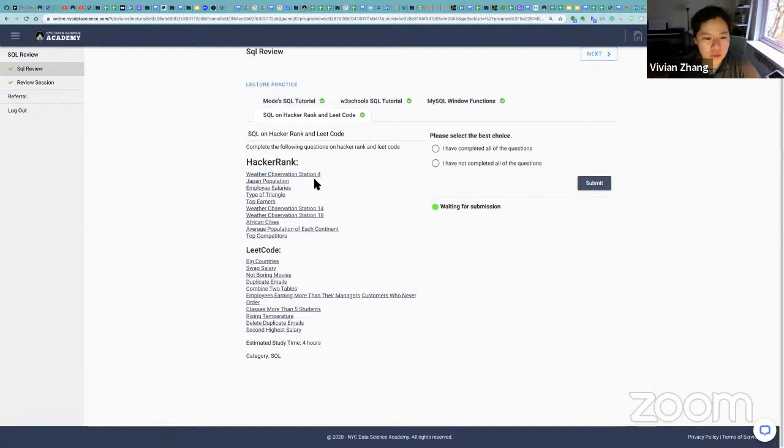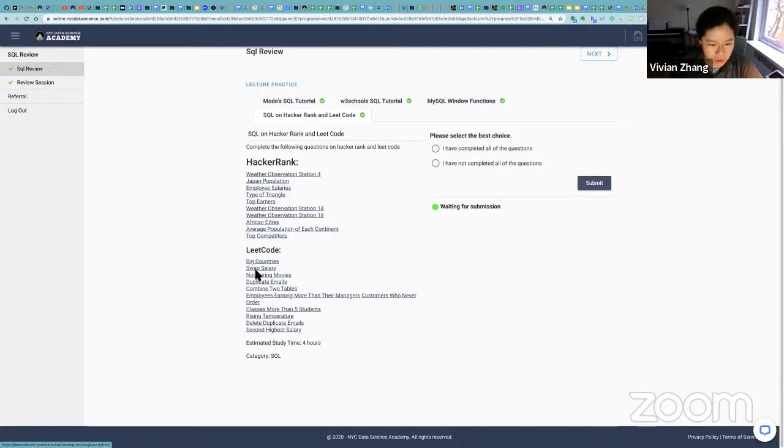So: weather observation station, Japan population, employee salary, type of triangle. Type of triangle is quite difficult, so if you can spend some time to figure out the logic and apply this to more questions, that's great. Top earners. It's very common to see this type of question: weather observation station 14, station 18, African cities, average population of each continent, top competitor.